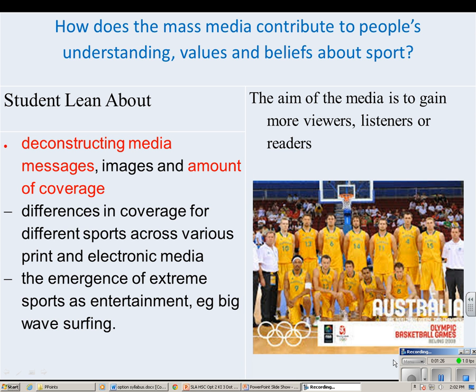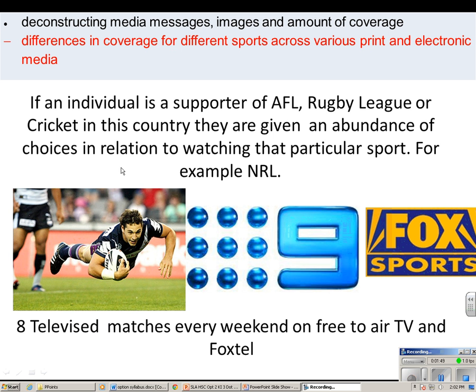So in relation to the photo that's on the screen here, the sport of basketball suffers in this country because the media believes that basketball is not a popular sport and therefore unlikely to make much financial revenue, and therefore other sports such as NRL, cricket and AFL dominate the landscape. The first dash point, highlighted in red up at the top, is differences in coverage for different sports across various print and electronic media.